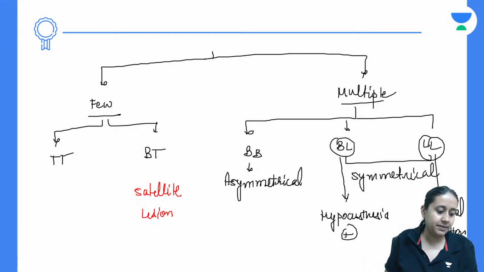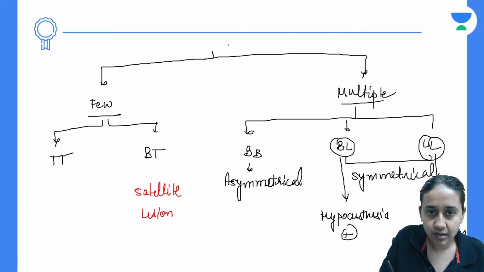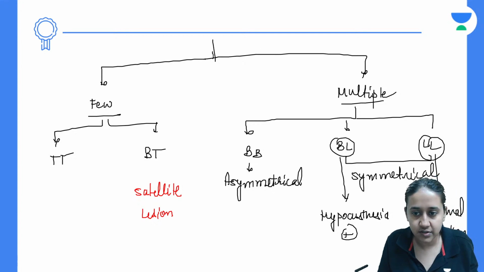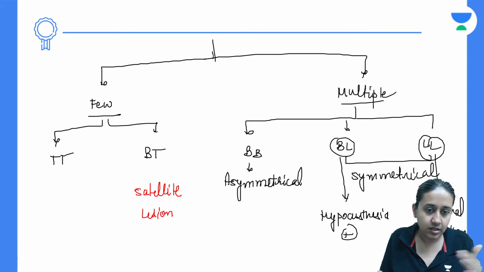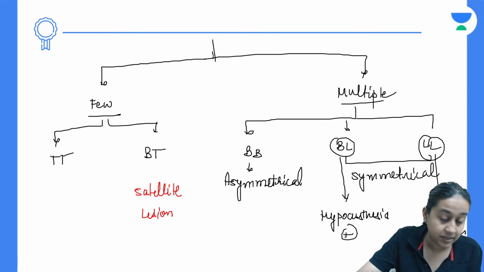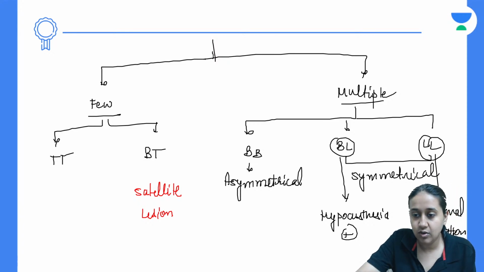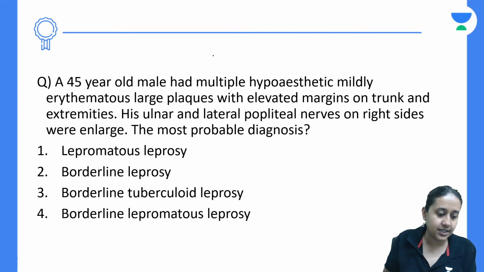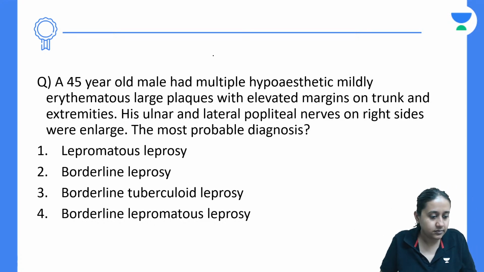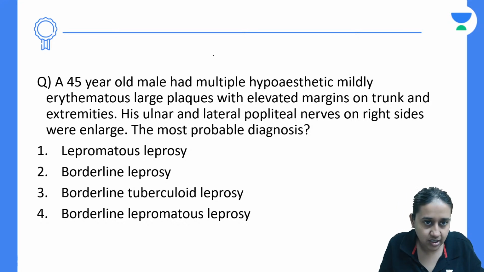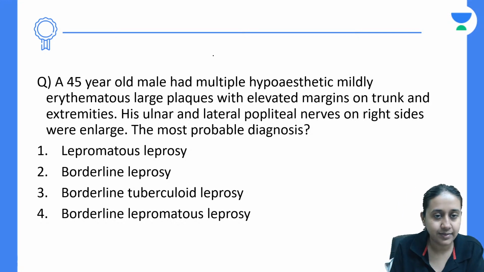If this is clear, please give me a quick thumbs up. Few lesions, multiple lesions. TT, BT, and for multiple, BB it is asymmetrical, BL and LL symmetrical, but you have to look for the presence of esthesia over the patch. Now I want everyone to please use that chart and try solving this particular question here.